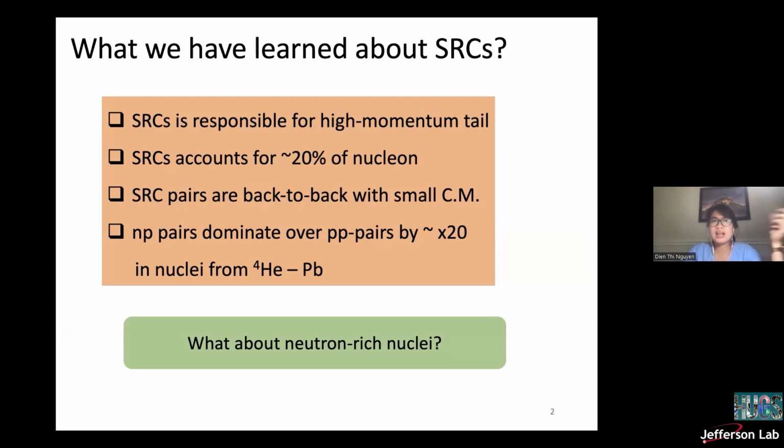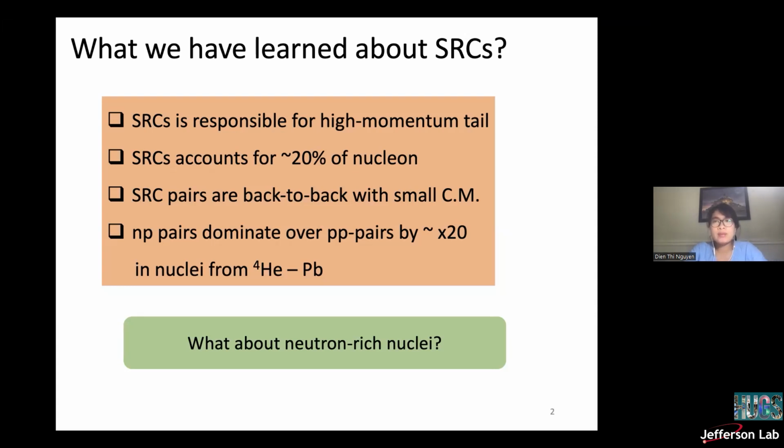So we know that SRC is responsible for the high momentum tail, and they account for around 20% of the nucleons inside nuclei. They are pairs that are back-to-back with a small center of mass momentum. And the special feature, which is so important and which we will revisit today, is that np is dominant over pp in the SRC by a factor of 20. And this is universal behavior across different nuclei.